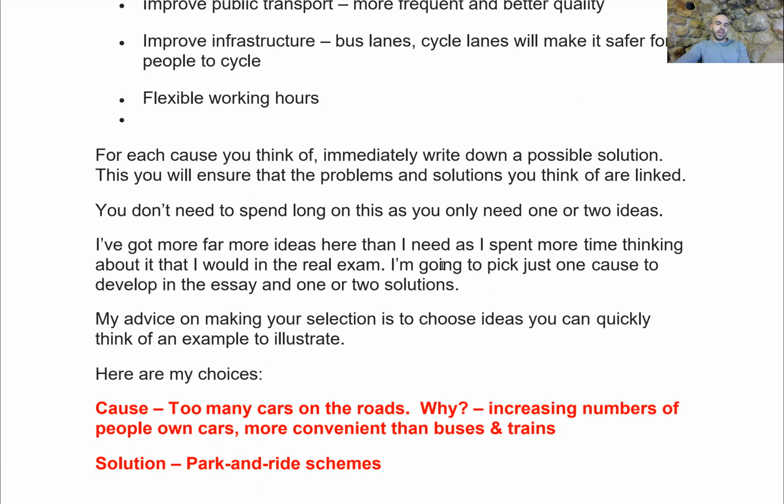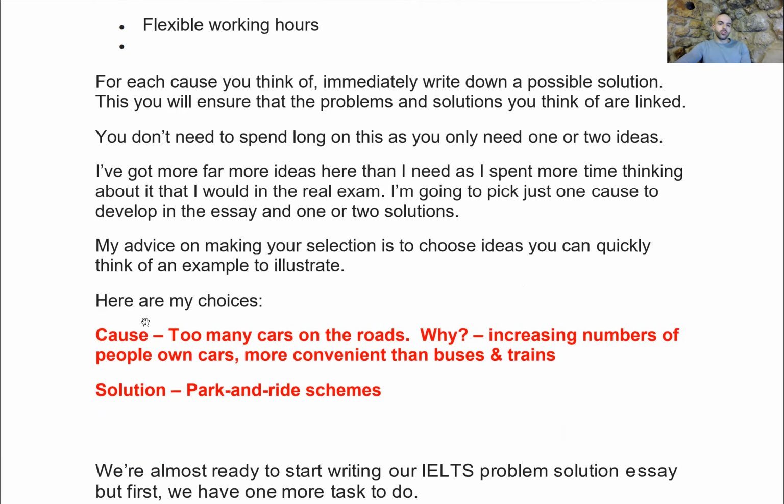I've got more ideas here than I need as I spent more time thinking about it than I would in the real exam. I'm going to pick just one cause to develop in the essay and one or two solutions. My advice on making your selection is to choose ideas you can quickly think of an example to illustrate. Okay, so here are my choices. I'm going to choose this cause, which is too many cars on the roads, increasing numbers of people owning cars, more convenient than buses and trains. And the solution I'm going to talk about is park and ride schemes. What is a park and ride scheme? I will explain in the explanation sentence, which has to be in main body paragraph 2.